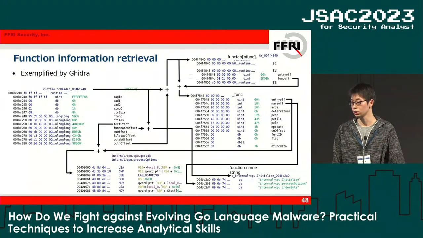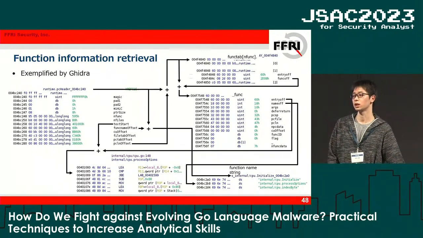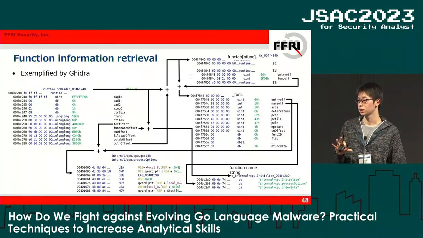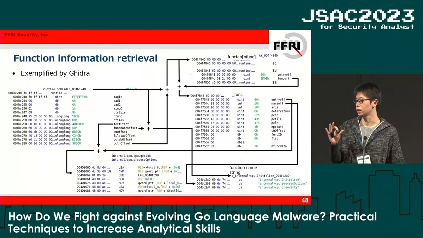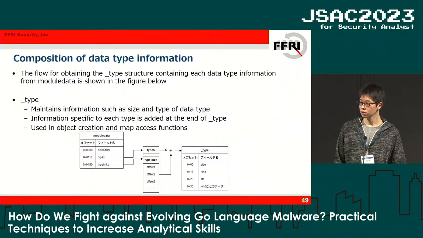And with the Ghidra information, how you can get information, this is a rather busy slide, and I'm sorry. The PC header on the left-hand side, from the functab field, funcoff field, _func type, entry off and name off, are traced to get the entry address of functions or the names of functions. This is how we can resolve the information.